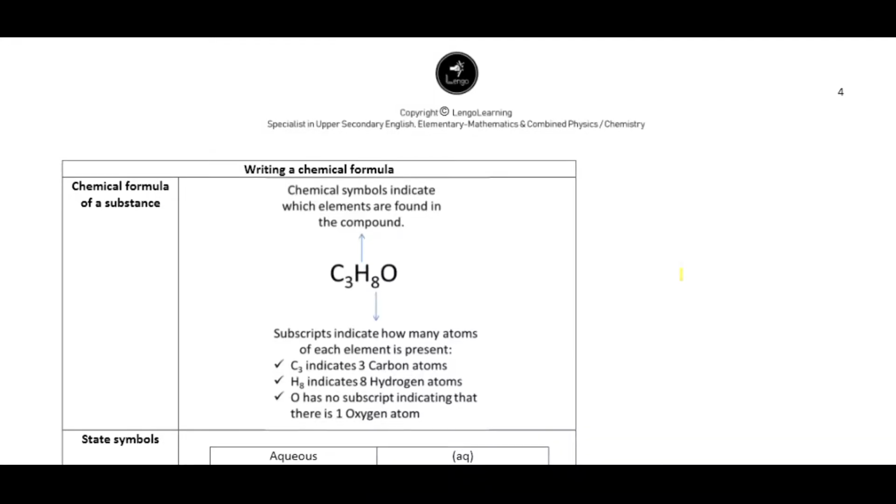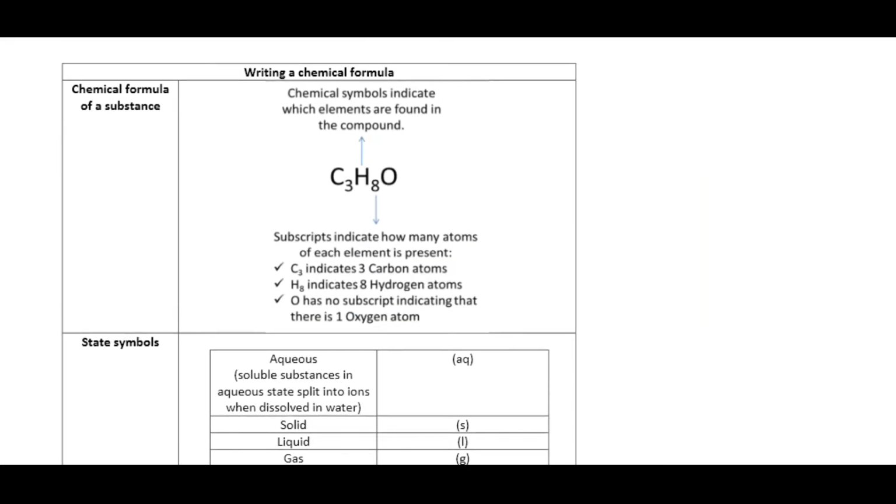Okay, so moving on to a chemical formula. I'll just briefly explain the features of a chemical formula. So here is an example, right? C3H8O. These chemical symbols, for example, C is a chemical symbol. It represents what elements are present inside this compound.